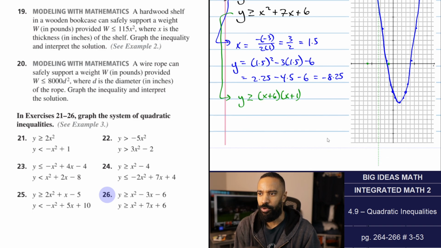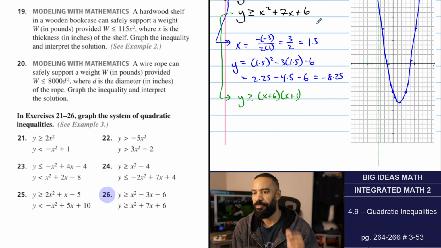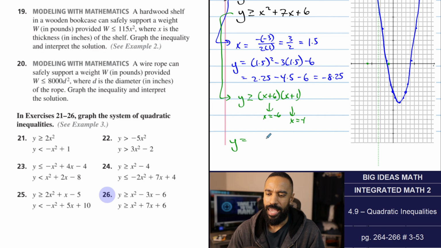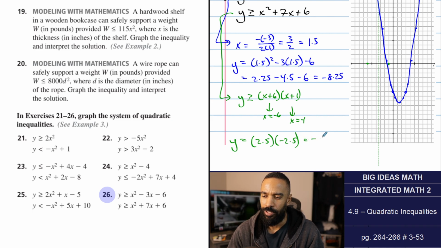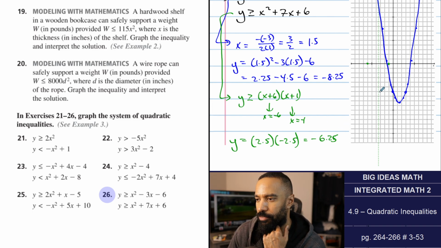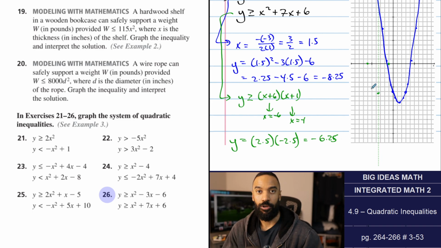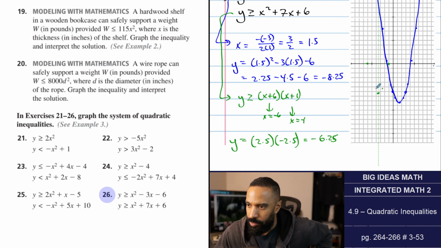Now I got to plug in negative 3.5 to figure out the y value of the vertex. X is negative 6, x is negative 1. So y is, when I plug in negative 3.5, it's 2.5 times negative 2.5, which is negative 6.25. So negative 3.5 comma negative 6.25. You know what? Let's just do it from here. That way you could follow along with one again. Like old times.